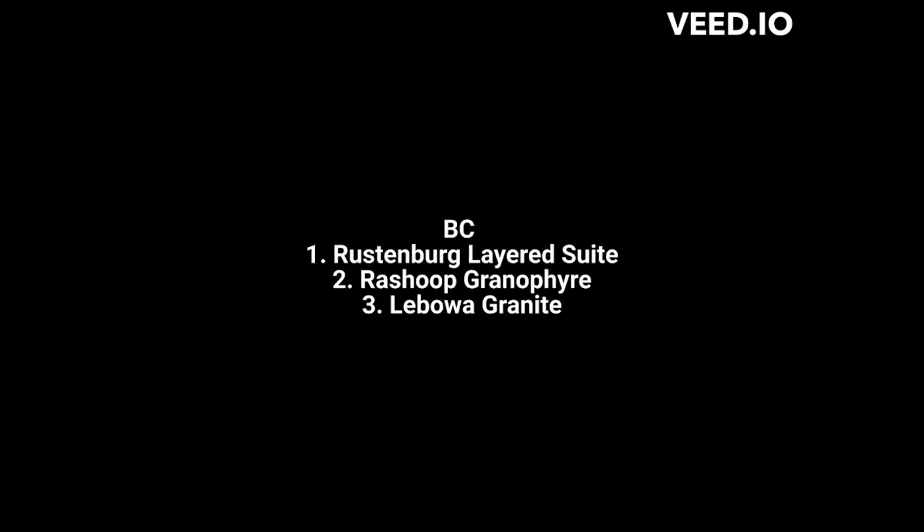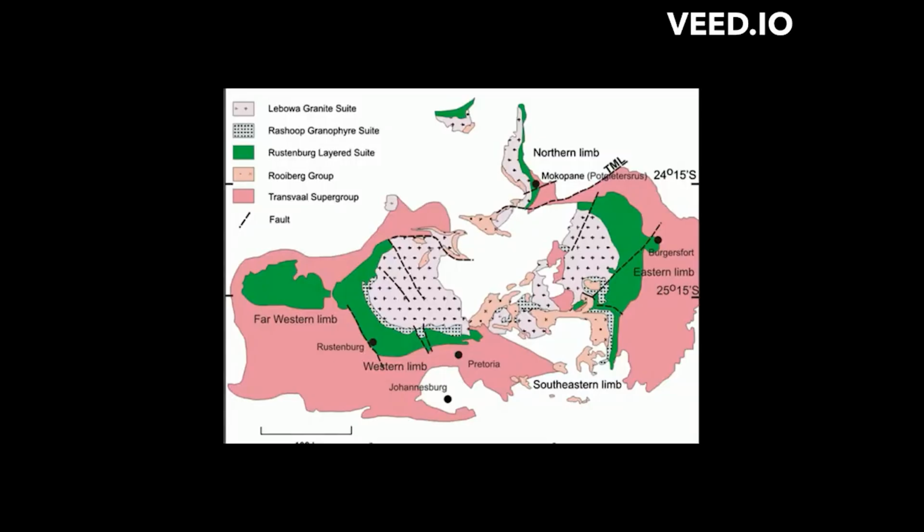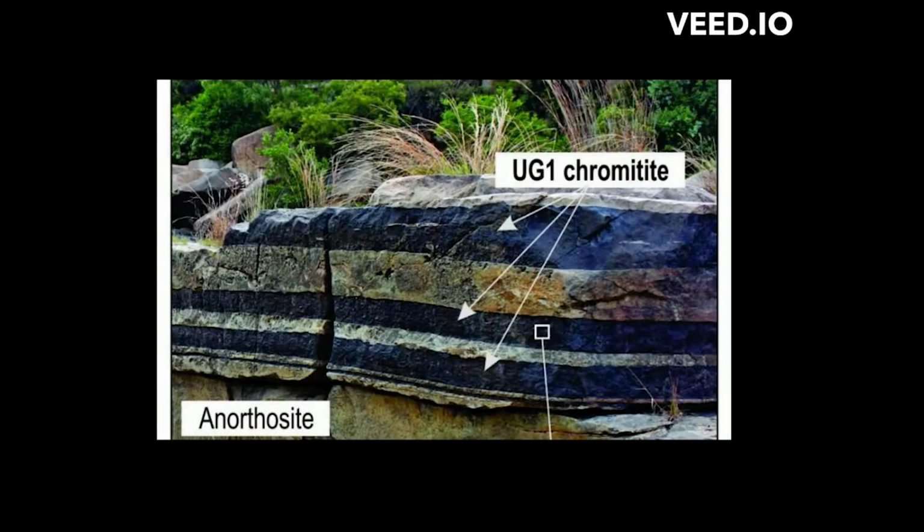The BC comprises main suites from the base: Rustenburg Layered Suite, Rashoop Granophyre Suite, and Lebowa Granite Suite, as per Sachs 1980 and the mother of the Bushveld, Professor Kinnaird, in 2005. However, according to other authors, there is a fourth group called Ruberg Group. This group is thought to be a separate but related igneous complex located to the north of the Bushveld Complex. The complex covers an area of approximately 66,000 square kilometers in the northeastern part of South Africa. It is characterized by its layered structure, with different layers composed of various minerals. This makes it one of the largest igneous intrusions on Earth.